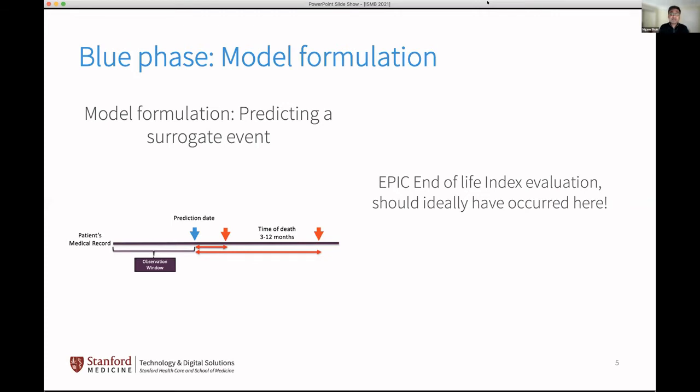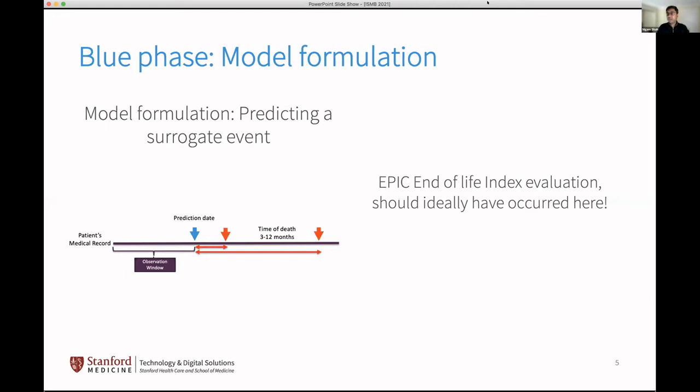Now that's pretty intensive. We can't go through and label 10,000 cases that way because it takes a lot of time. So we do a little bit of bait and switch and we predict a surrogate event. In this case, the surrogate event is mortality. The assumption being that if somebody is likely to die, they will benefit from advanced care planning.